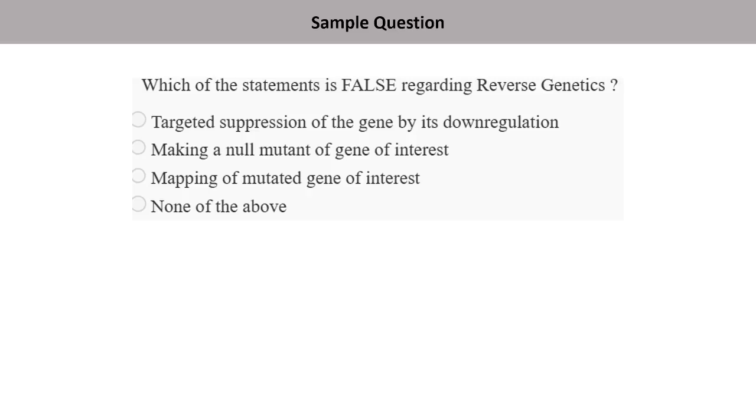Here is the first question. Which of the statements is false regarding reverse genetics? First is targeted suppression of the gene by its down regulation; second, making a null mutant of the gene of interest; third, mapping of the mutant gene of interest; and fourth, none of the above. I'll give you 2 minutes. If anybody knows the answer, please tell it. Otherwise, I'll give the answer and the explanation.